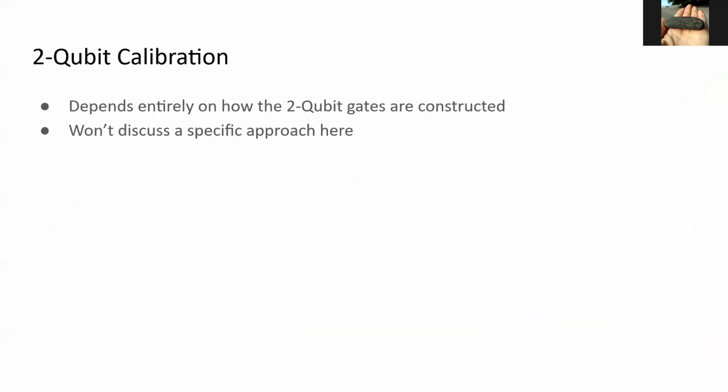So I haven't talked at all about 2-qubit gates yet. And I'm not going to say much about 2-qubit gates because calibrating a 2-qubit gate depends entirely on how those 2-qubit gates are constructed. And every lab, it seems, has a different way of constructing them. So we're not going to talk about a specific approach here, but suffice it to say that it's more complicated than all the stuff that we've talked about so far.